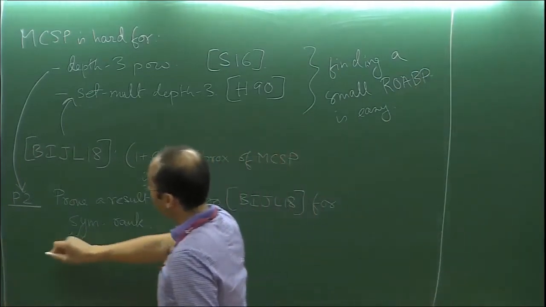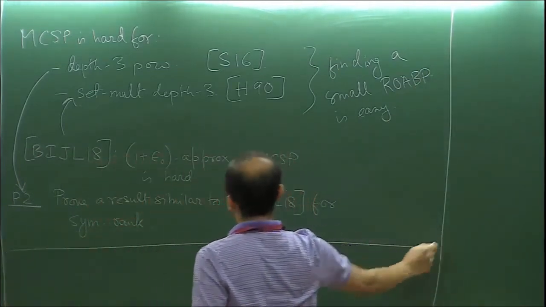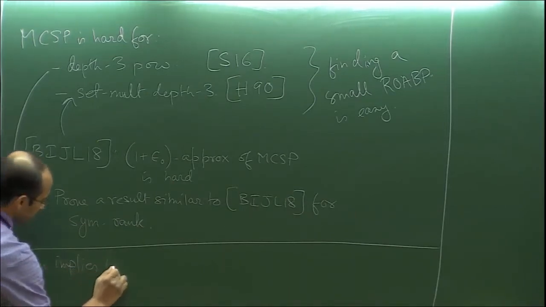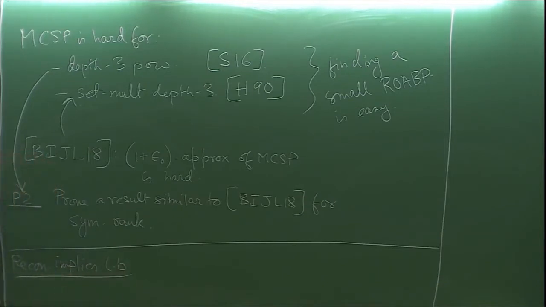Any questions so far? But what we do know about arithmetic circuits in general is that reconstruction is at least as hard as proving lower bounds. Let me state this result here. Reconstruction implies, and this is for arithmetic circuits, proving lower bounds. It's a result by Fortnow and Klivans from 2009.